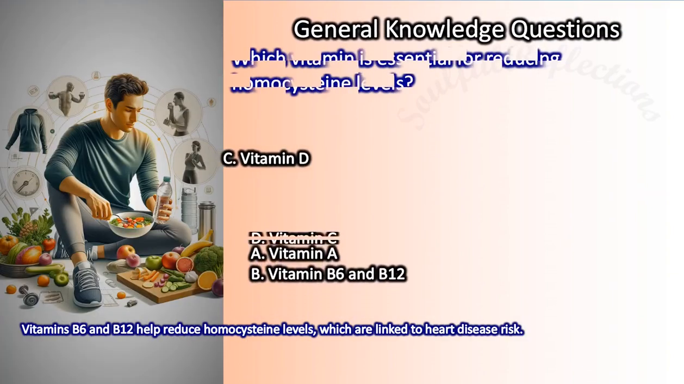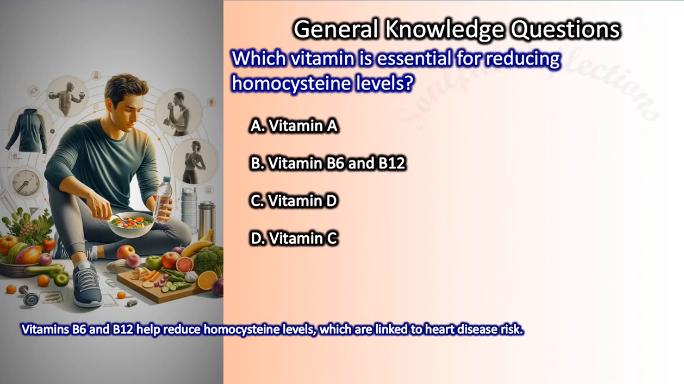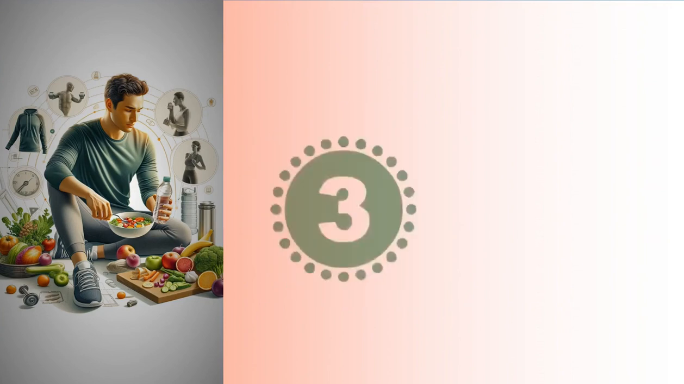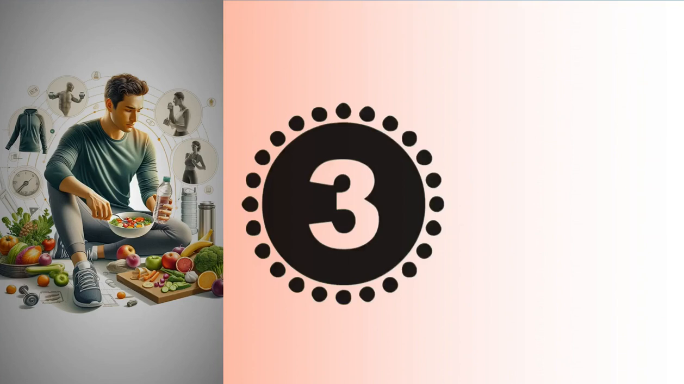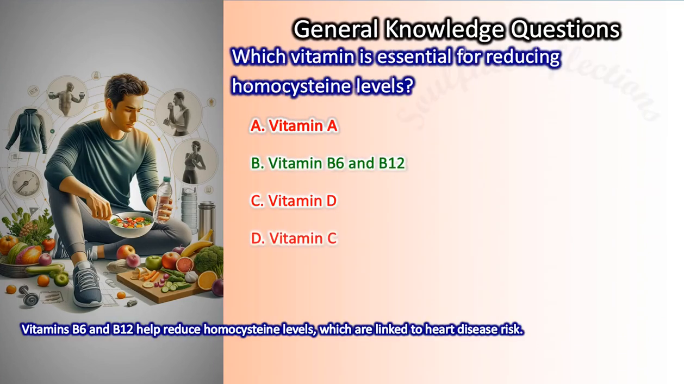Which vitamin is essential for reducing homocysteine levels? Option 1, vitamin A. Option 2, vitamin B6 and B12. Option 3, vitamin D. Option 4, vitamin C. The answer is, option 2, vitamin B6 and B12.